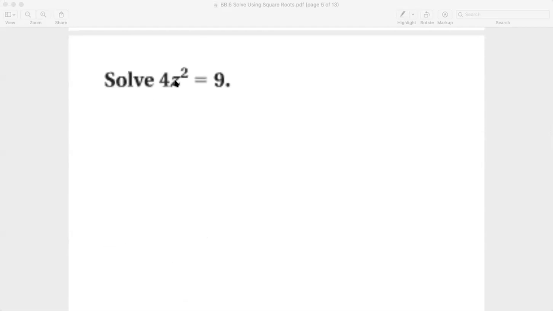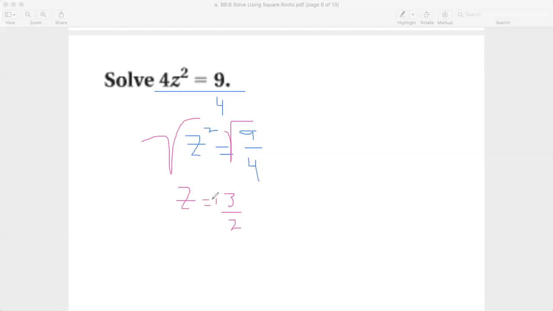What's going to happen here is we're going to get a fraction. No big deal, because these are actually friendly numbers. So I'm going to divide by 4. So the tip is you always square root last. So z squared equals 9 over 4. Now I'm going to square root. Square root of z, square root of z. Square root of 9 is 3, and square root of 4 is 2. And then don't forget you have two solutions, the positive and the negative.